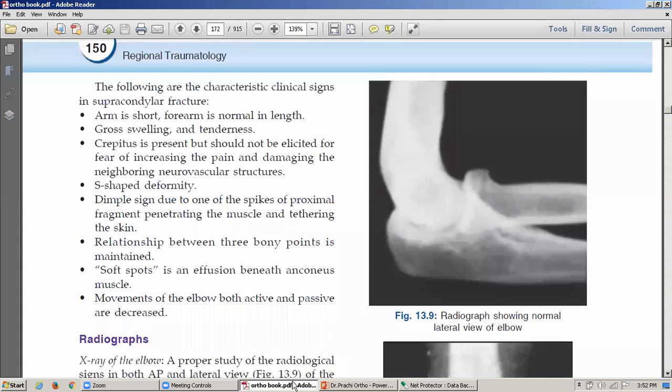An X-ray of the elbow allows a proper study of radiological signs in both AP and lateral views. Here you can see in this X-ray the normal lateral view of the elbow. This is the elbow joint. It is a normal lateral view of the elbow joint.